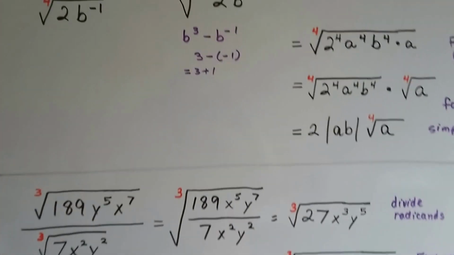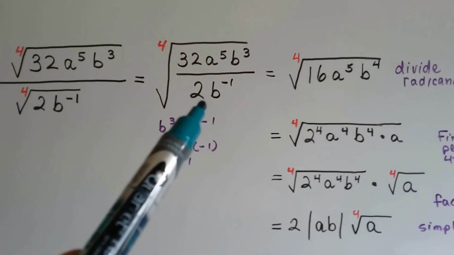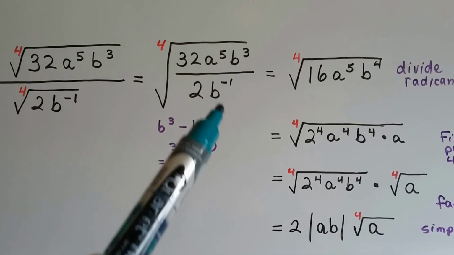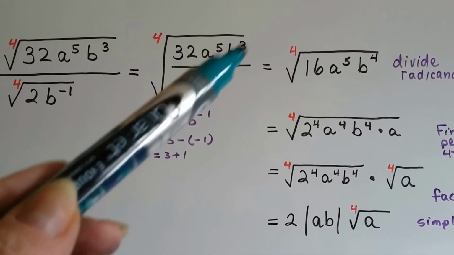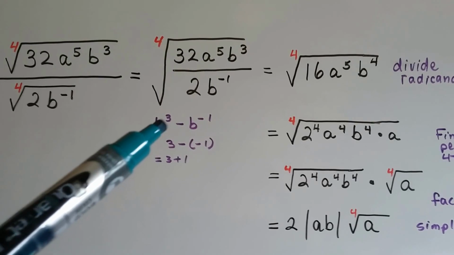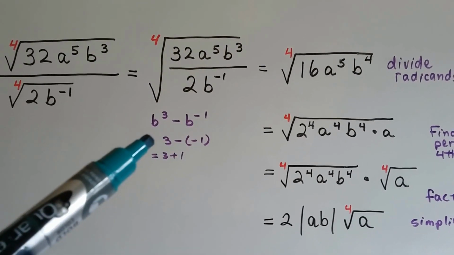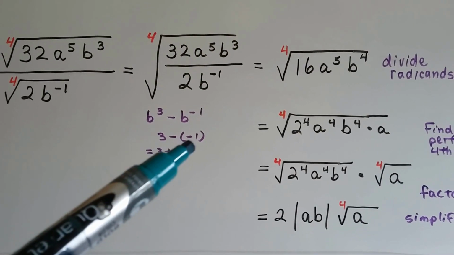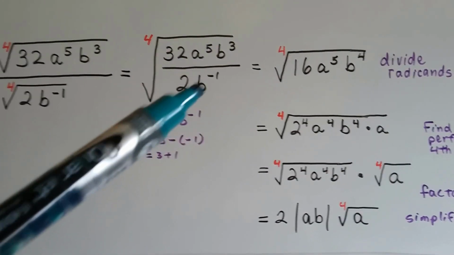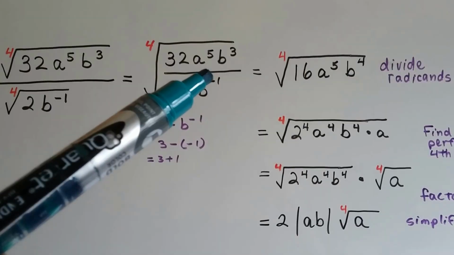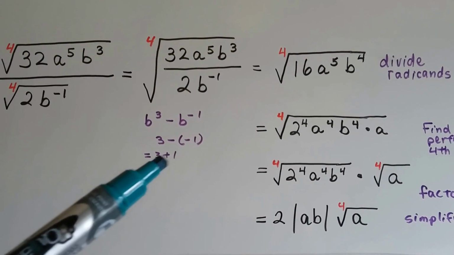If you look at this one, the denominator has a -1 exponent for the b. And if we're subtracting, that means we have b to the 3rd power minus b to the -1 power. So that's 3 minus a -1. We're already subtracting. 3 minus a -1 means 3 plus 1.